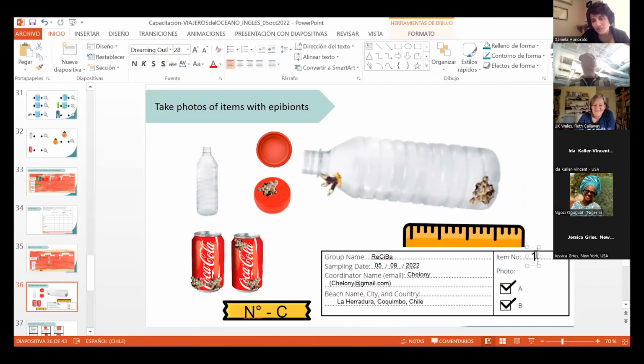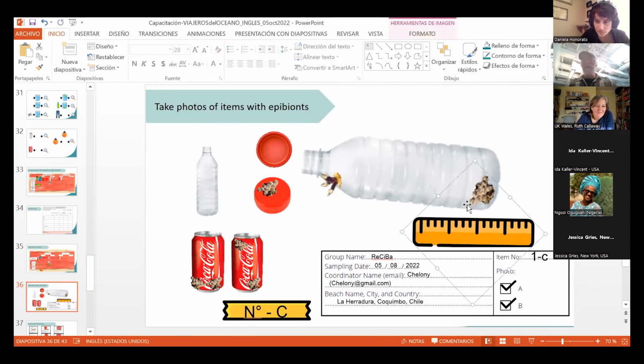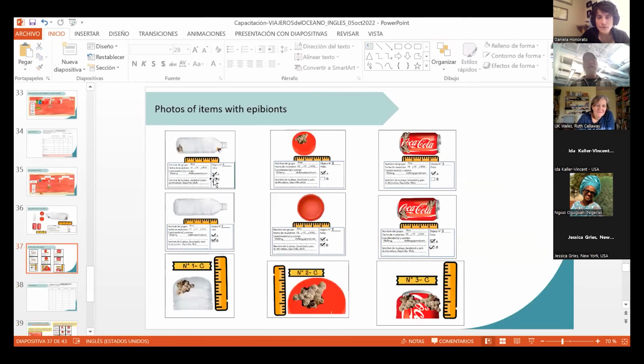Okay, and then we mark here that this is picture C, and we make sure that on our picture this letter and the number are there, with the ruler and with the close-up of our object. And so we do this for all our items. Each litter item that does float and has epibionts gets 3 pictures: A, B, and C.